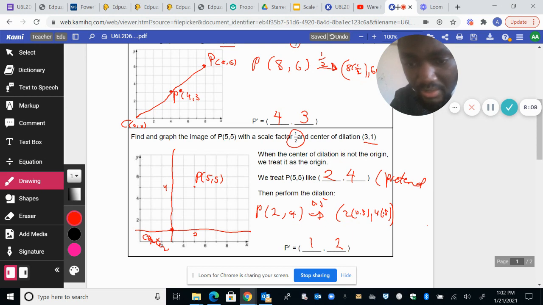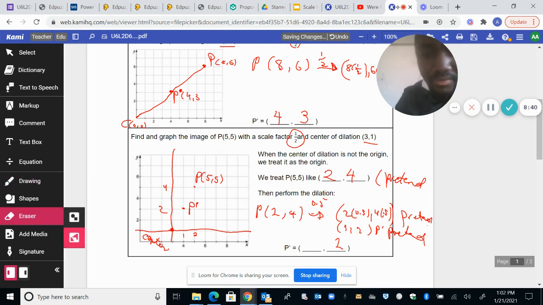under this new center. So 1 here, 2 here. This is 1, this is 2. So this is going to be our P prime. So we also say "pretend" here. So this gives us 1, 2. This is the P prime that has been pretended.